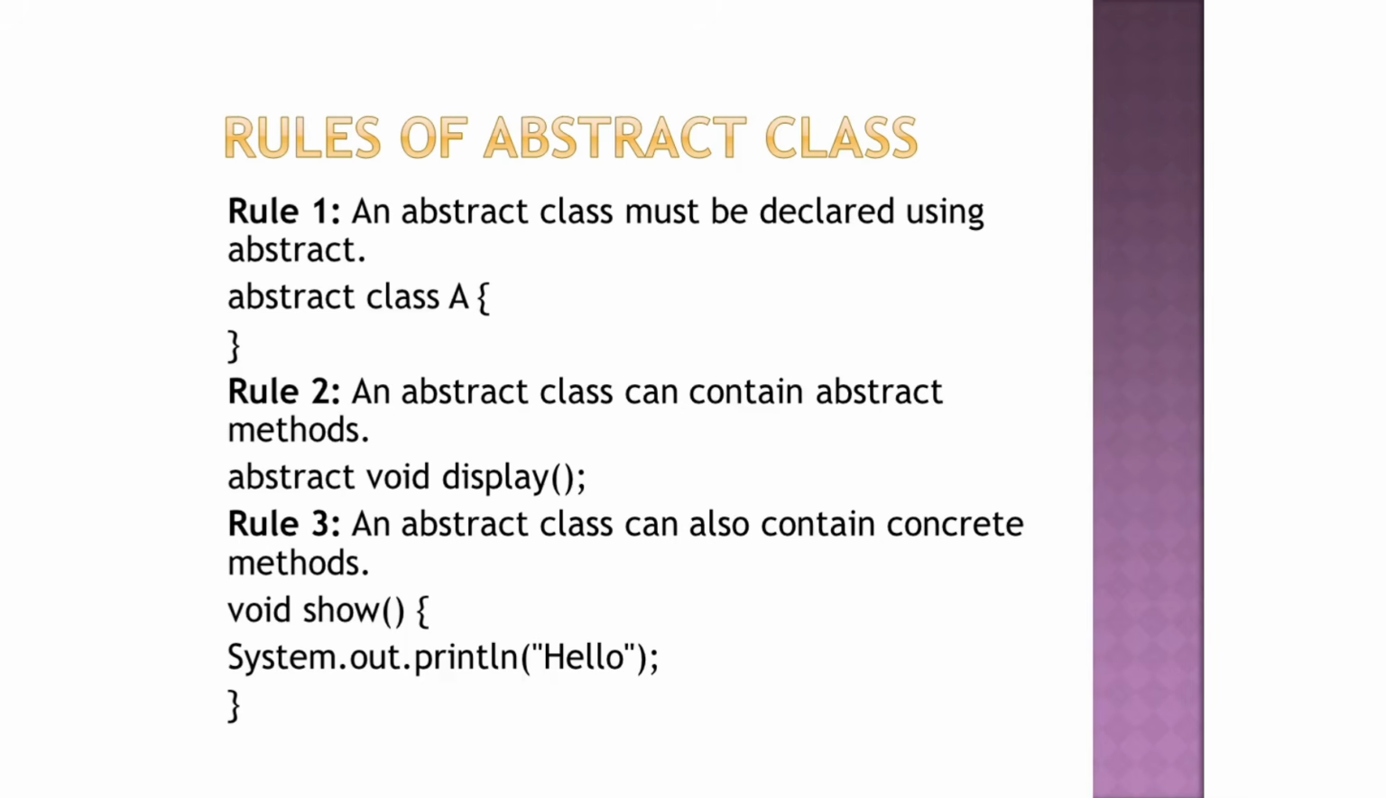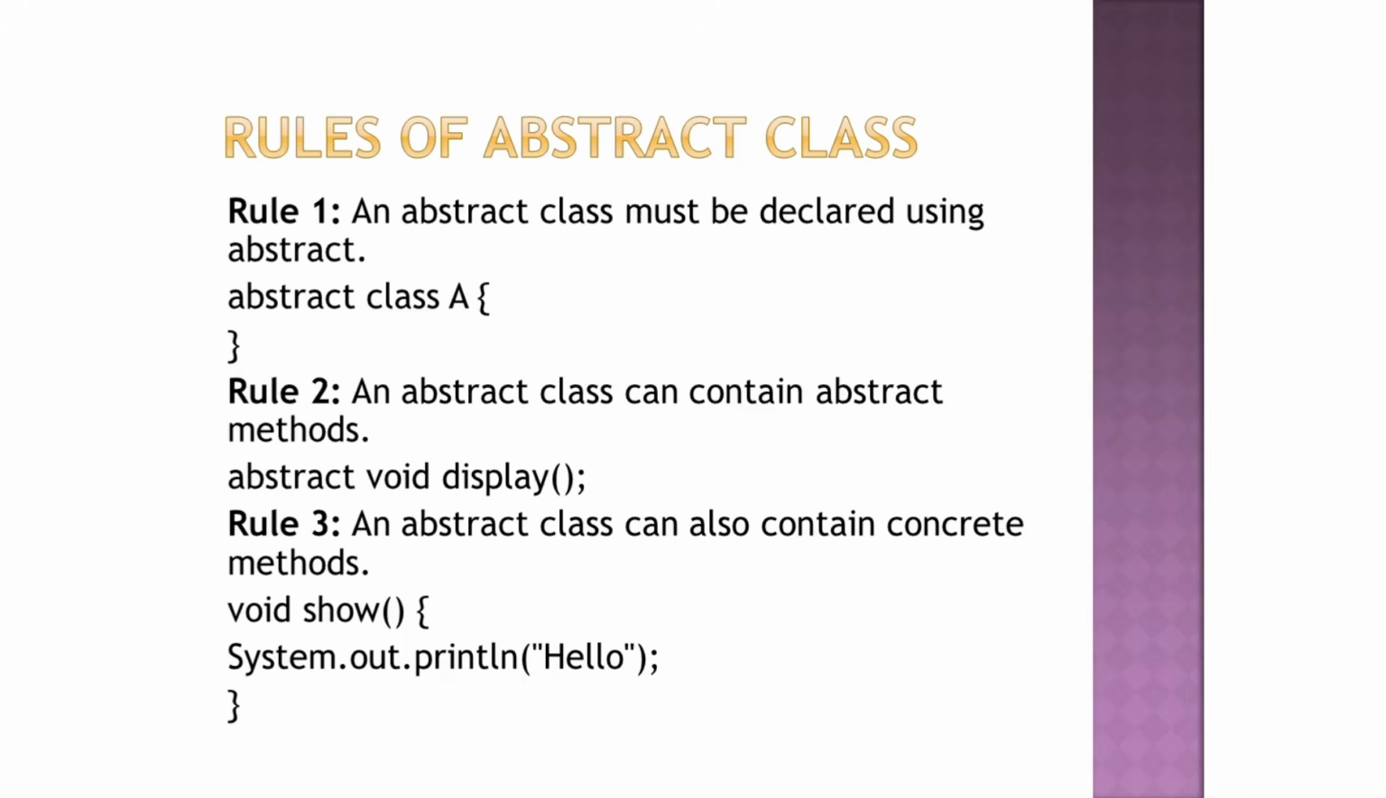Rule number 2, an abstract class contains abstract methods. For example, abstract void display. This method has no implementation. Rule number 3, an abstract class can also contain concrete methods. For example, void show. This is a method, and open curly brace, we have an implementation, close curly brace. So abstract classes can contain both abstract and concrete methods.